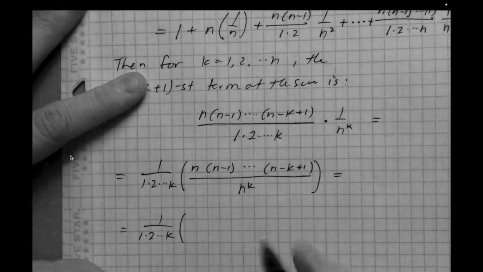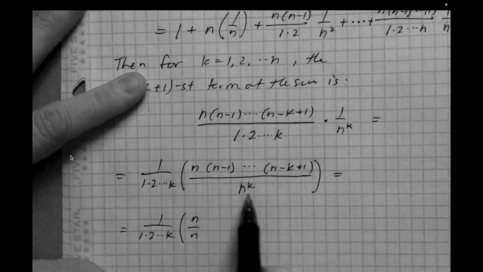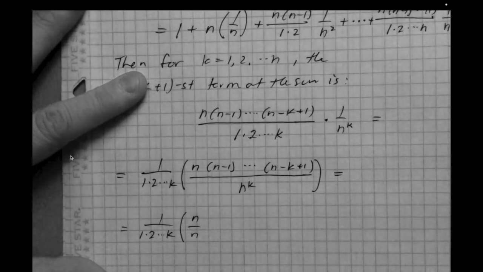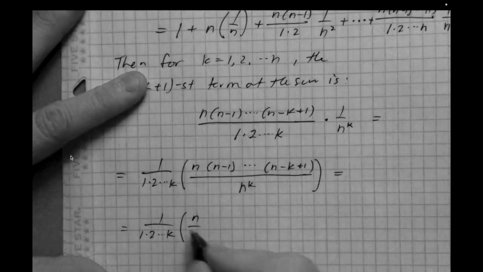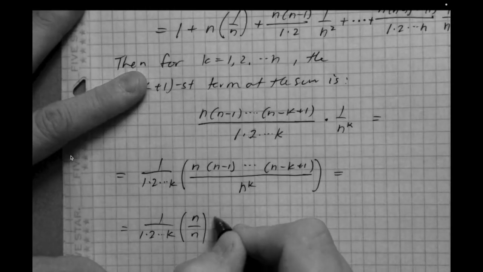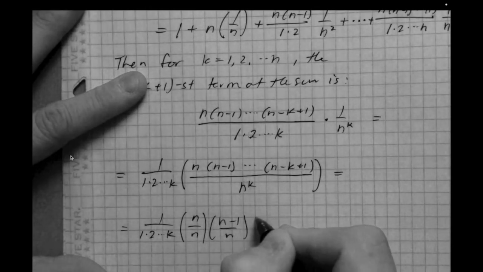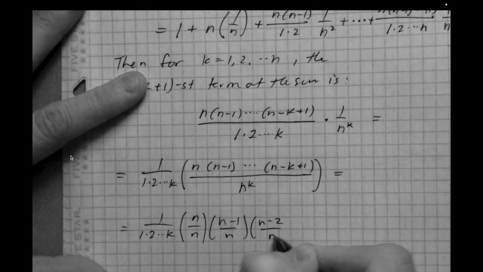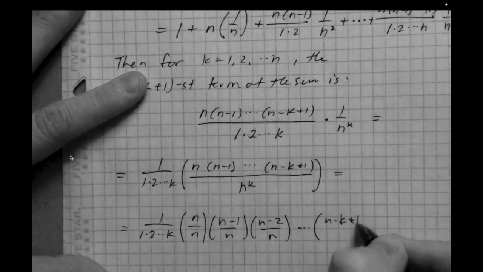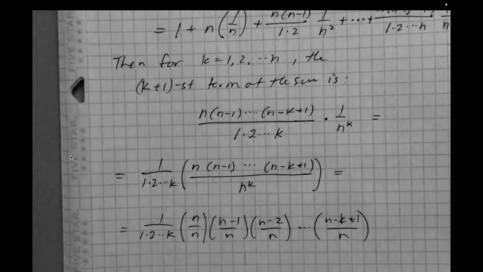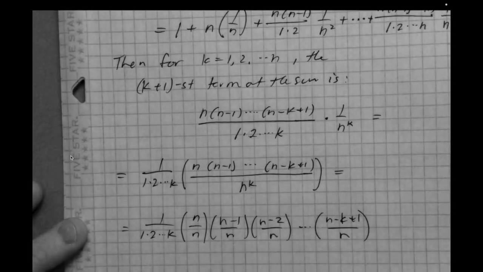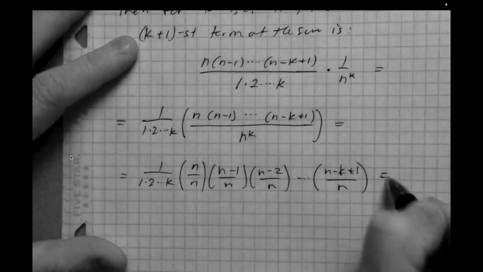I can break this up into n over n, right? I've got k n's in the bottom, and I've got k terms up top, right? So I can have n over n times n minus 1 over n, and then n minus 2 over n would be there, right? All the way up to this last term, which is n minus k plus 1, and that would also be over n. Okay, so just breaking the numerator and the denominator up, right? These are just fractions. I can multiply them together like this.